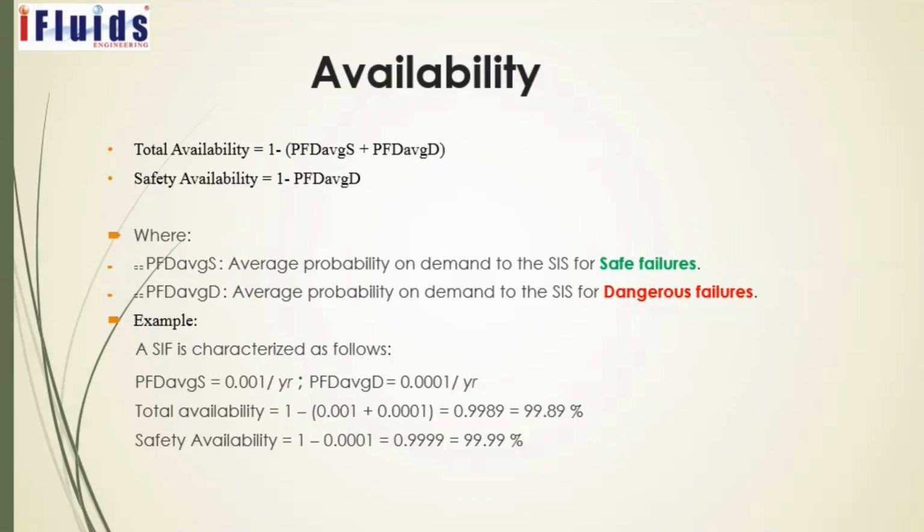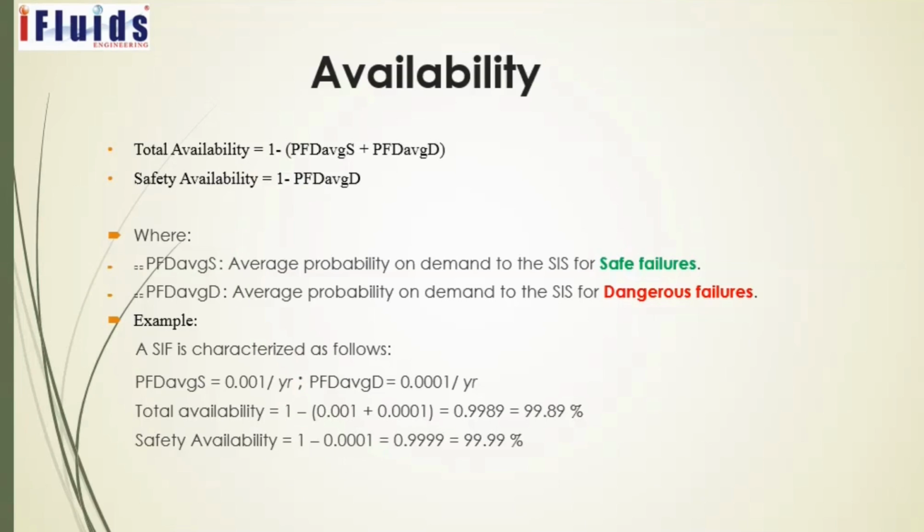So now availability. Total availability is equal to 1 minus PFD average S minus PFD average D. That S and D stand for safe failure and dangerous failure. Safety availability is 1 minus PFD average of dangerous failures. PFD average S stands for average probability of failure on demand of the SIS for safe failures. Same way for dangerous failures, PFD average D.